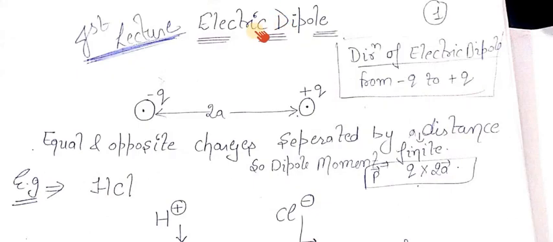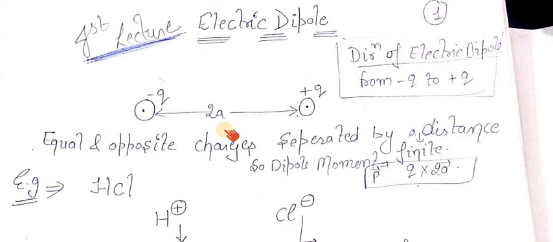Yes, the first topic is electric dipole, right? So the direction of the electric dipole is always from minus q to plus q. Please remember, here it is a minus q charge and here it's a positive charge. The distance between these two charges is 2a. So when a system of two equal and opposite charges is separated by some finite distance, here 2a, that system is known as the electric dipole.